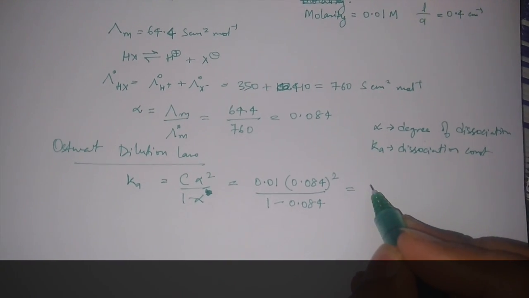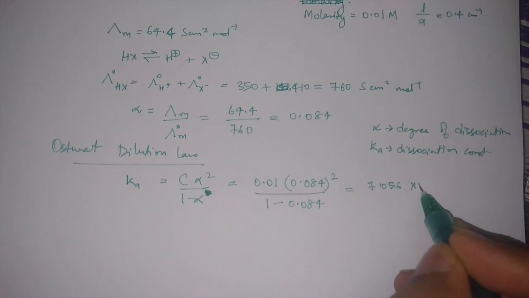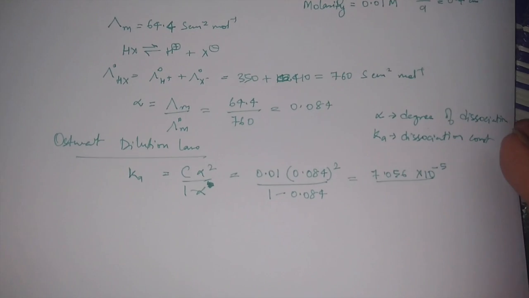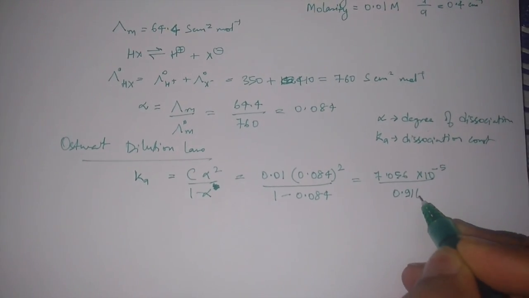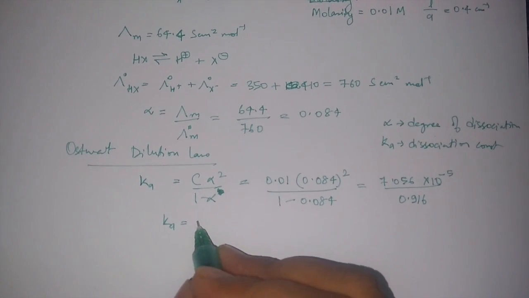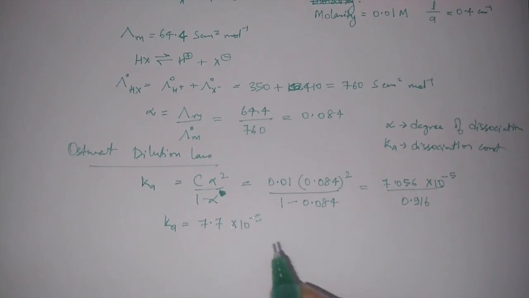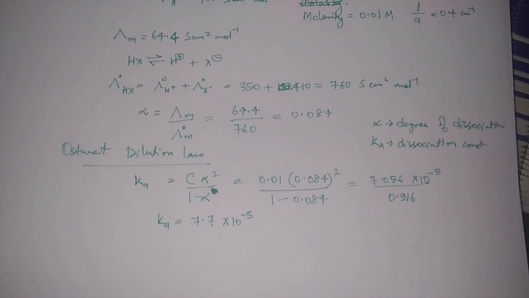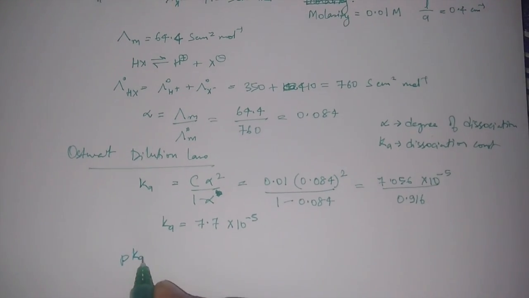In the numerator you are going to get 7.056, use your calculator. A calculator is given to you in the GATE exam, so use that calculator with all liberty. And the denominator is 0.916. So your Ka or dissociation constant is coming out to be 7.7 into 10 to the power minus 5. Since it is a dissociation constant, a constant, you don't need to write any unit for that. Now your pKa will be what?